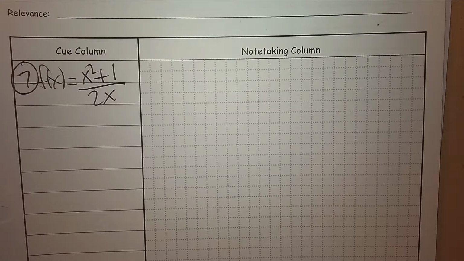Power over power. What do you got? X squared over 2x. That's 1/2 x, right? So if I say graph the line 1/2 x, what's it doing? It goes up to the right and down to the left. Now let's do calculus. We know the asymptote, no intercepts, goes up to the right and down to the left. Now I need to know calculus.